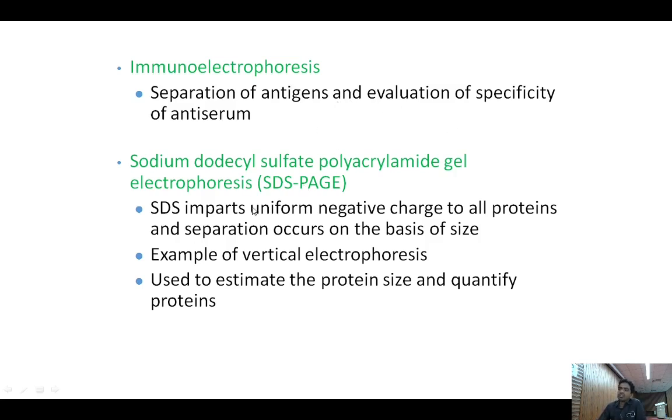Now for vertical electrophoresis, the example is SDS PAGE, sodium dodecyl sulfate polyacrylamide gel electrophoresis. What it does is that SDS will give uniform negative charge. So basically SDS will make all the proteins negative. Once all the proteins contain uniform negative charge, the effect of the charge will not be there during the separation. Then the protein will separate only on the basis of size. So this is basically used to estimate the protein size and quantify protein.